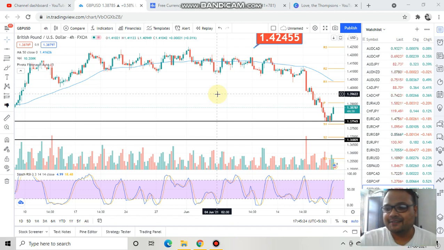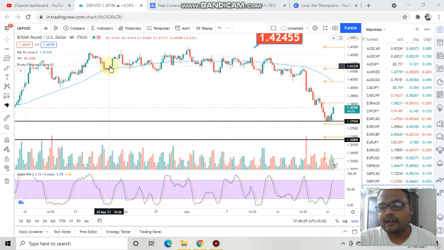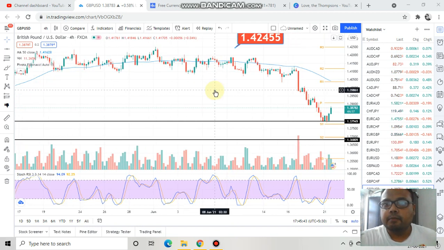So let's get started. This is the 4 hours chart of GBPUSD, British Pound, US Dollar, my favorite 4 hours time frame. As we all know, there was a heavy sell-off in currency pairs like British Pound, US Dollar, and Euro, USD. And after the market opening on Monday, the good news is that bulls are trying to hold the present market position. After the market opening, price did not go down. Rather, bulls are trying their best to hold the present position.